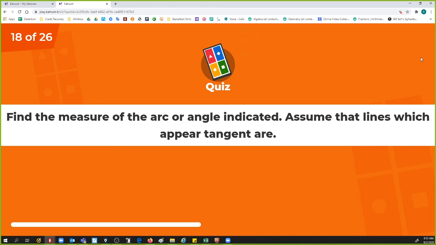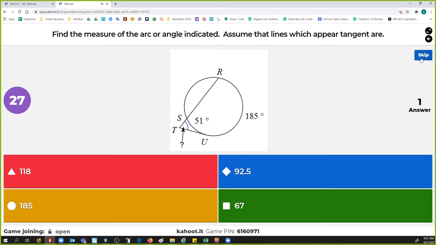Find the measure of the arc or angle indicated. Assume that the lines that are tangent appear to be tangent. All right. Look at the intersection. It's on the outside. Should be a quickie.